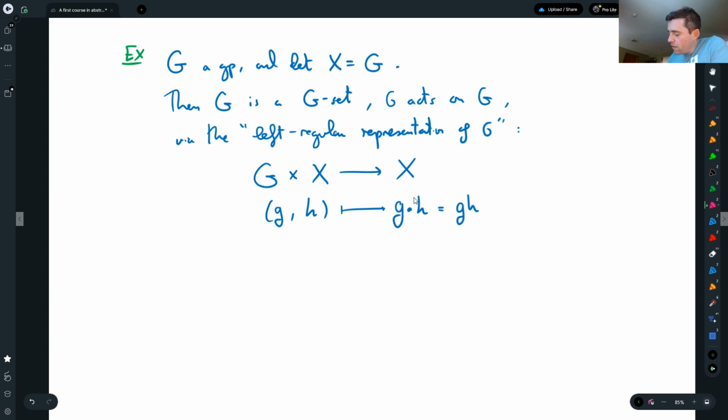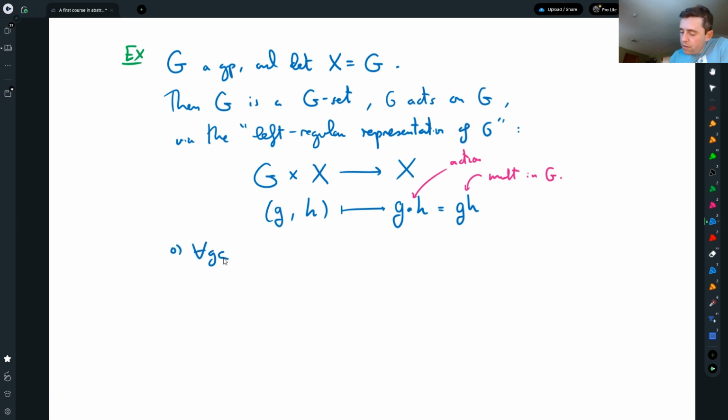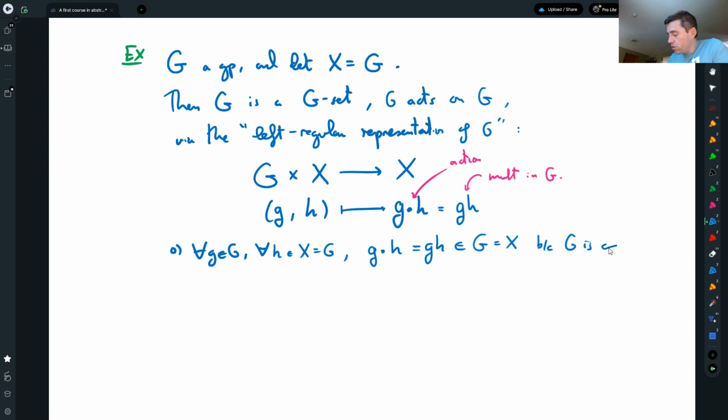Notice that this dot here, that is the action. That's how we are defining the action. But over here is just multiplication in G. Okay, so just multiply on the left by G. So let's check that this is a group action. Zero: for all G in G, and for all H in X, which is also G, G dot H is G times H, which is also in G, because G is closed under the binary operation. So G times H is back in G.